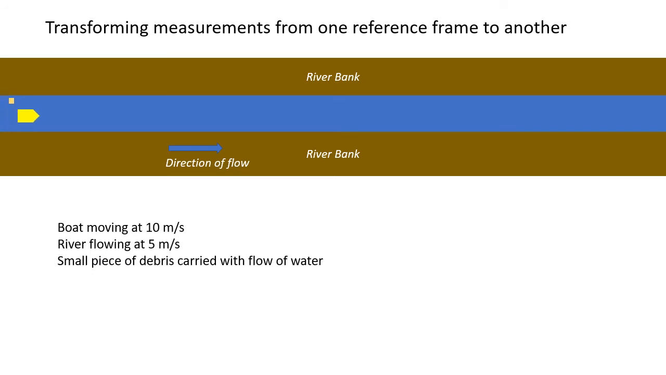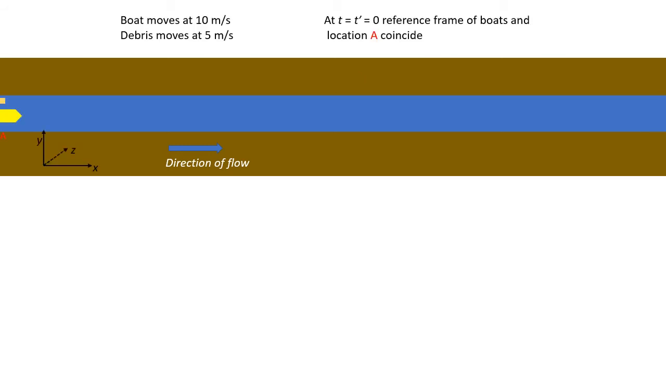Okay, let's consider an example of a boat moving along a river. The boat's moving at 10 meters a second, that's exactly 36 kilometers an hour. The river is flowing at 5 meters a second, half the speed of the boat, and with a small piece of debris carried along with the flow of the water. Okay, let's consider a coordinate system where t is the time measured from when the debris and boat are level, x is the distance along the river, y is the distance across the river, and z is the height above the surface of the river.